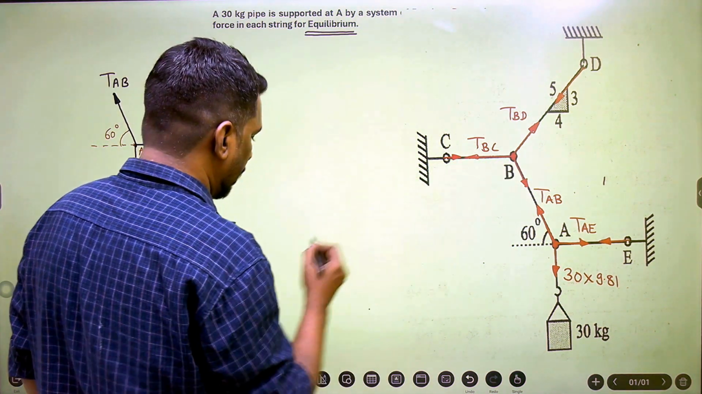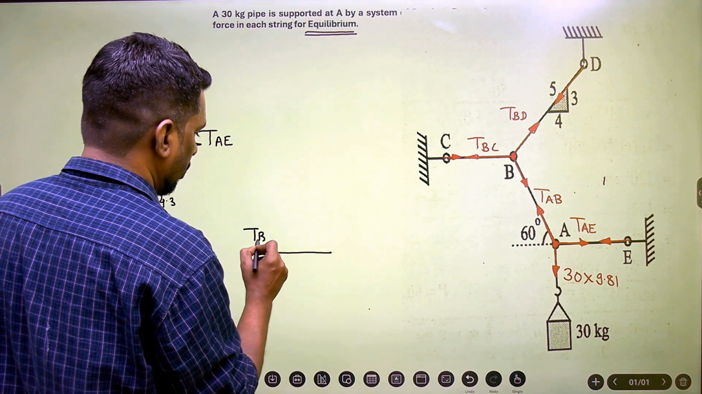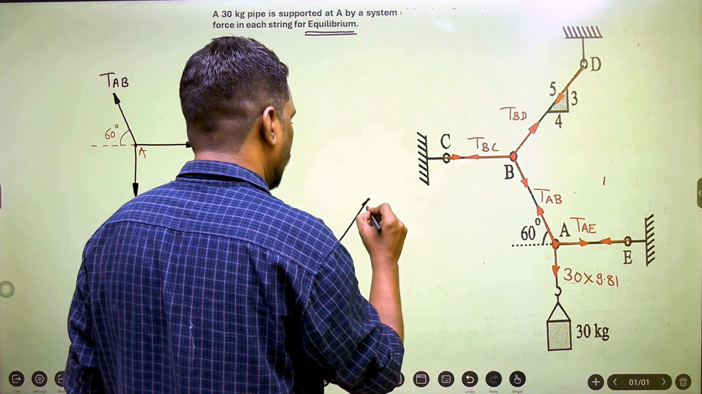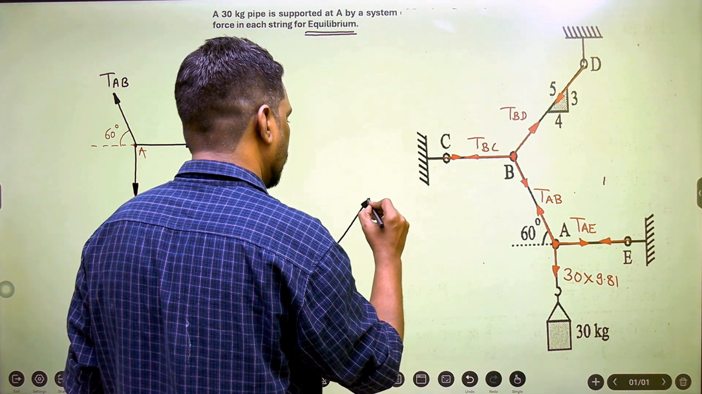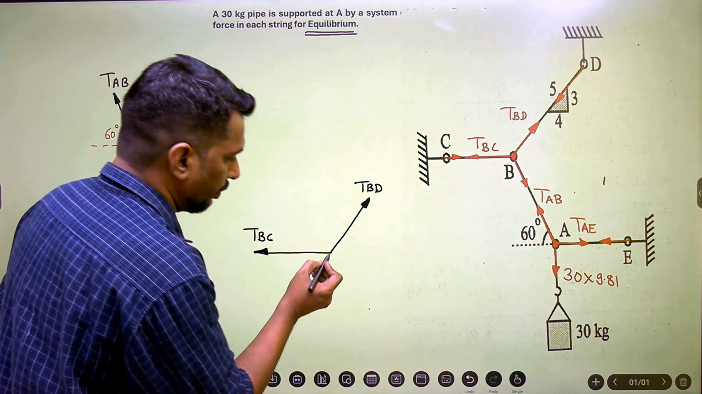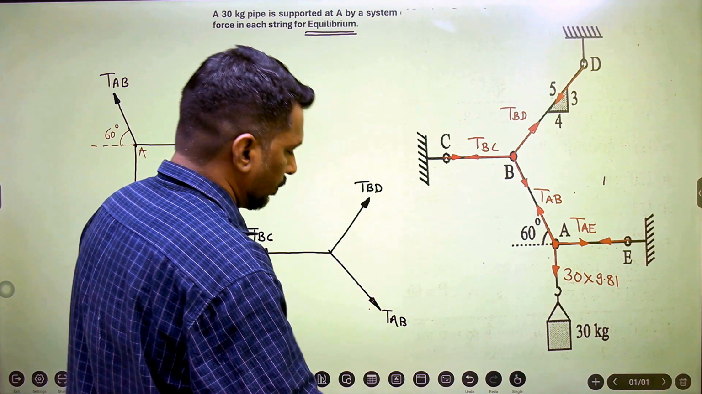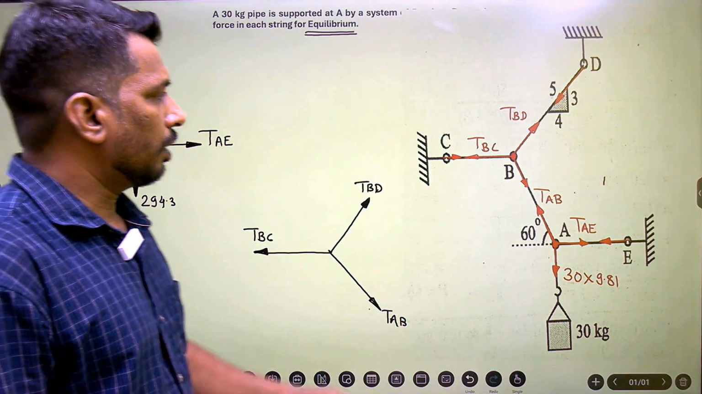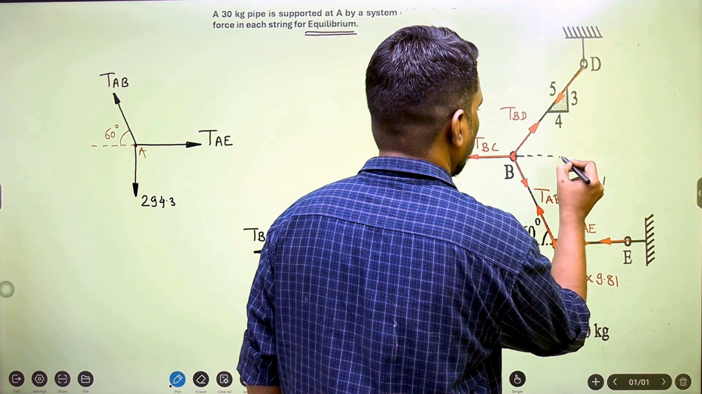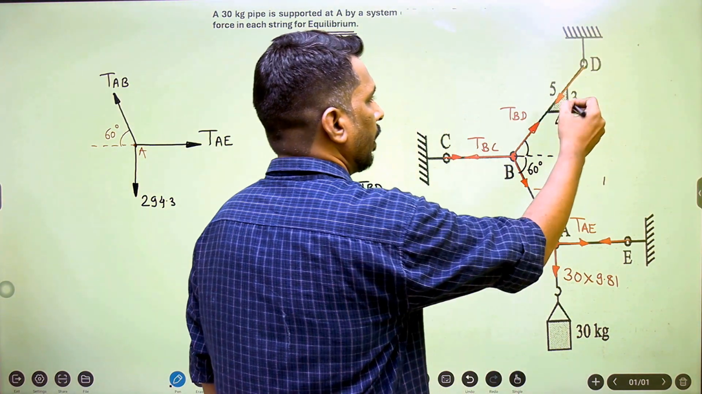So first force horizontal, that is TBC. Then TBD is vertical, making certain angle with the horizontal. This is TBD. And finally TAB. So now this angle is known to us. If I consider here like this horizontal line, so this angle becomes 60 degree, and this angle also you can calculate considering this triangle.